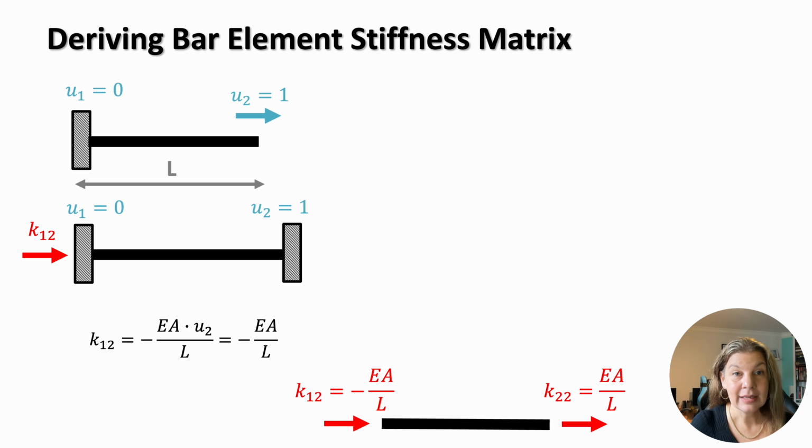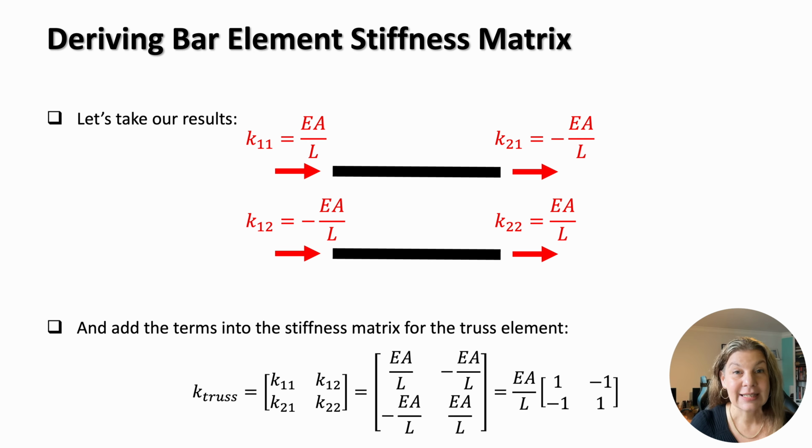So once again, in member stiffness influence coefficient terms, K12 is the reaction at node 1 due to a unit displacement at node 2, and K22 is the reaction at node 2 due to the unit displacement at node 2. And now we can take those results and add the terms for the stiffness coefficients into the stiffness matrix for a bar or truss element.